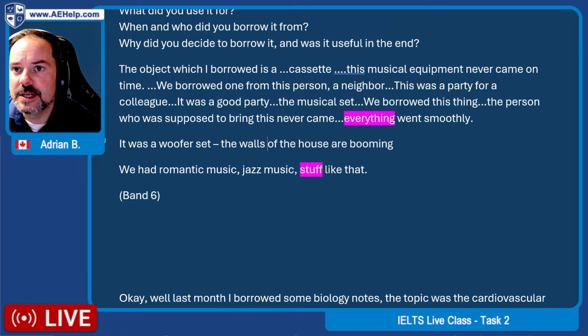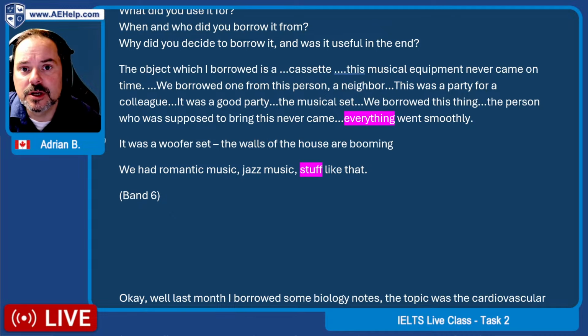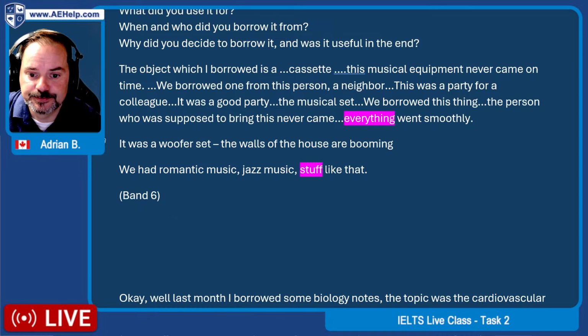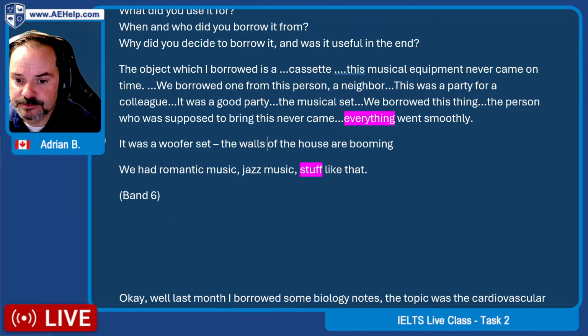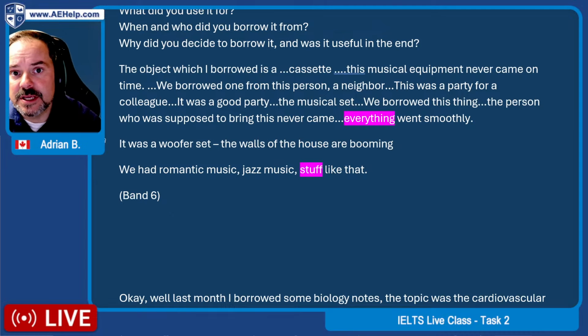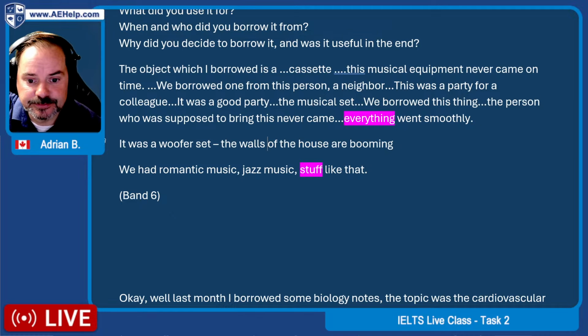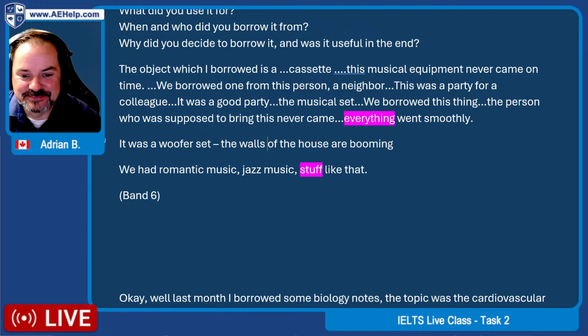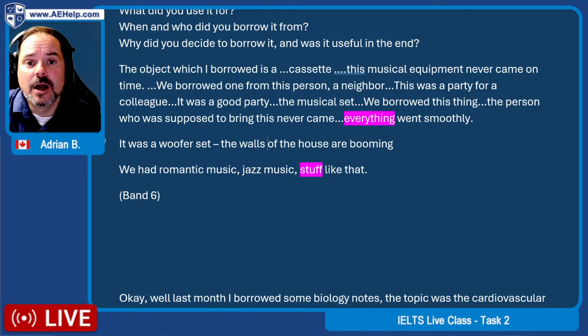So Olivia, can you just repeat after me? We borrowed some music equipment from my neighbor John. To be more specific, we borrowed 4 speakers and a CD MP3 player. To be more specific, we borrowed 4 speakers and an MP3 player. Yeah, and a woofer is a type of speaker, so that's okay.